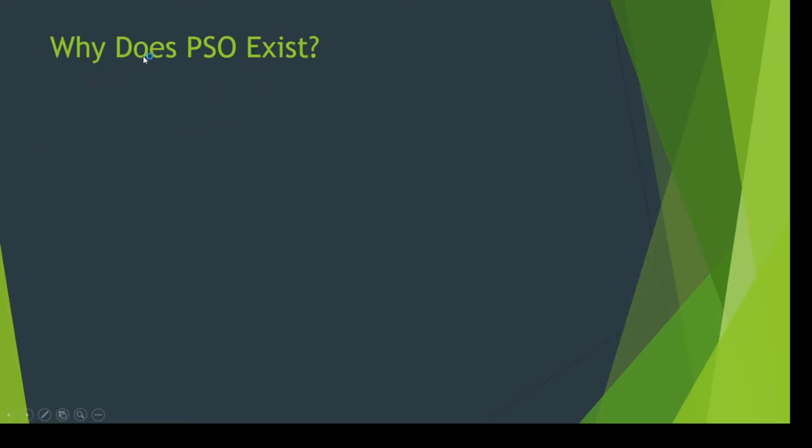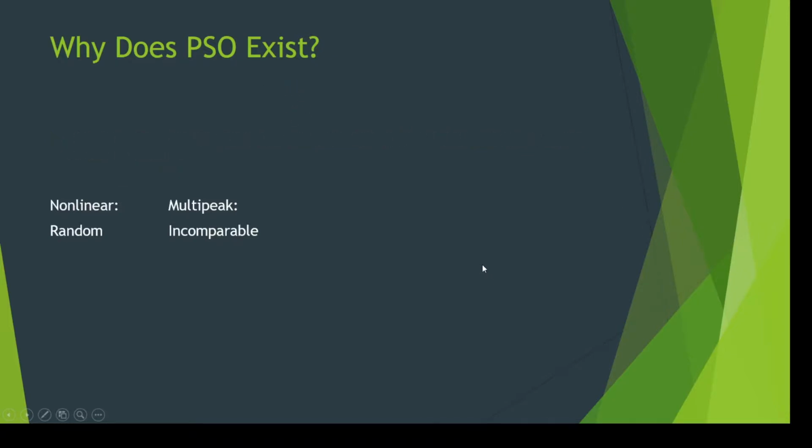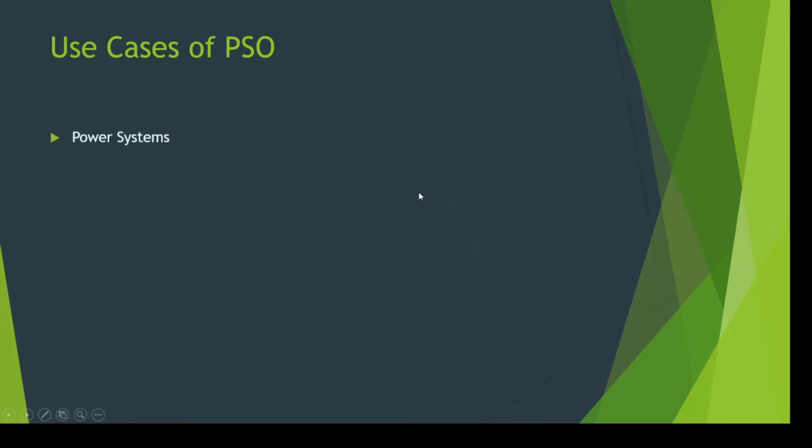Why does particle swarm optimization exist? Why do we need it? Particle swarm optimization is used to solve nonlinear and multi-peak optimization problems for science and engineering. Nonlinear means random, and multi-peak means incomparable, as in you can't compare these two, instead of there being a huge difference. What are the use cases of particle swarm optimization? Power systems is a pretty big one, and engineering. These are both pretty much engineering. And that was the slideshow.